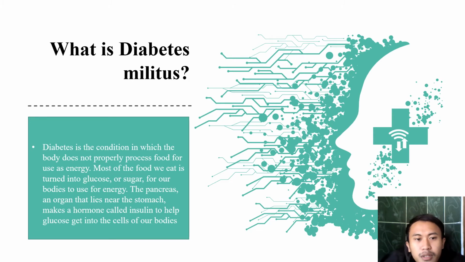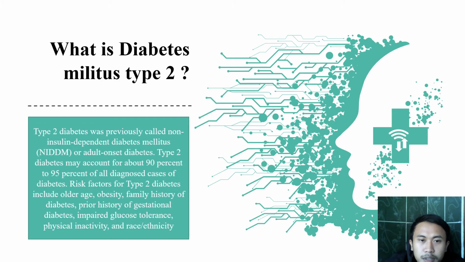What is diabetes mellitus? Diabetes is the condition in which the body does not properly process food for use as energy. Most of the food we eat is turned into glucose or sugar for our bodies to use for energy. The pancreas, an organ that lives near the stomach, makes a hormone called insulin to help glucose get into the cells of your body.